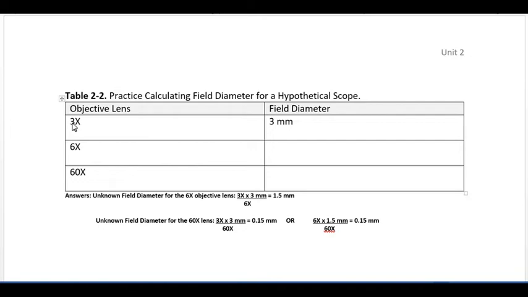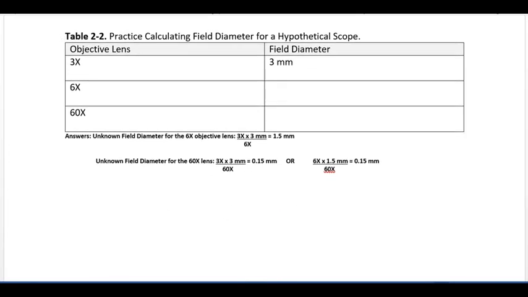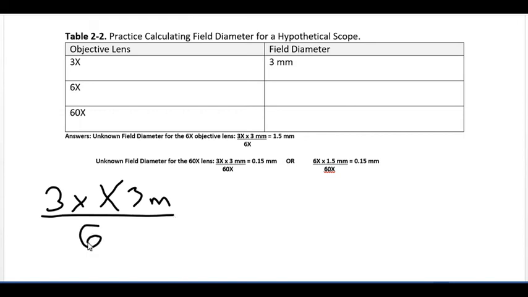So if the known objective lens here is 3x, and the known field diameter is 3 millimeters, simply multiply those together. It's shown here, but I'm going to go through writing it out for you a little bit. So you would have 3x times, and don't confuse my times with the 3x, the 3 millimeters, and that's going to give you 9 on the top. And then you would simply divide that by 6x down below. So notice the x's will actually cancel out, and you'll be left with a millimeter answer.